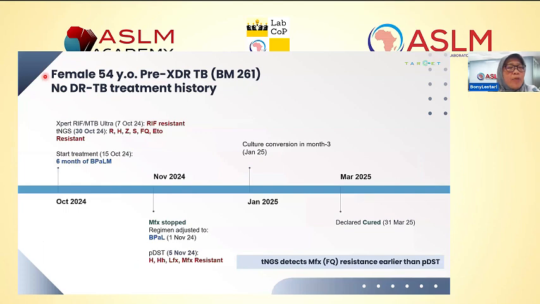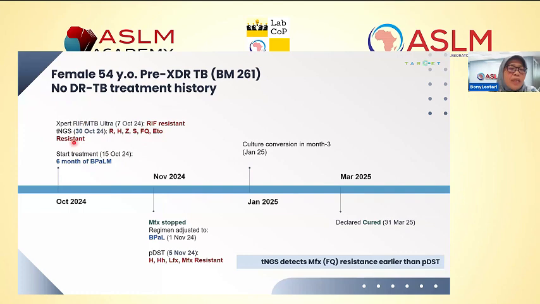This is an example of a female patient, 54 years old, with no drug-resistant TB treatment history. This patient was diagnosed as rifampicin resistant on August 7, and our tNGS results showed resistance to rifampicin, isoniazid, pyrazinamide, streptomycin, fluoroquinolone, and ethionamide. The patient started treatment a week after the Xpert Ultra, with BPAL-M.